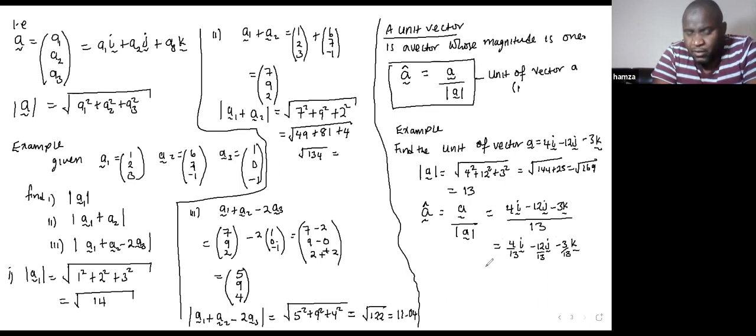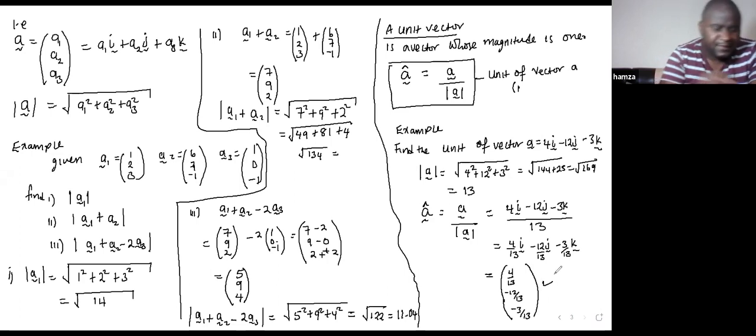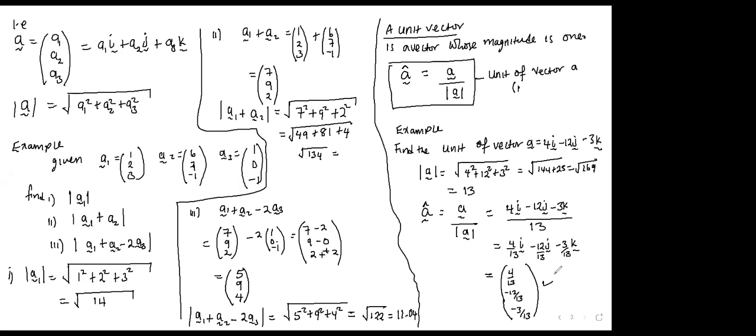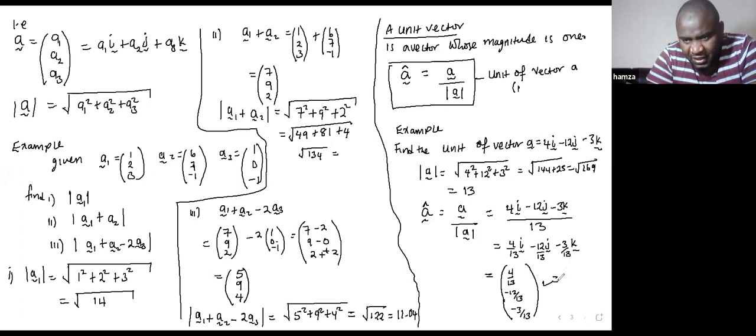So the answer becomes 4 out of 13 i, minus 12 out of 13 j, minus 3 out of 13 k. If you want to write it in column form, it's the same as writing 4 out of 13, negative 12 out of 13, then negative 3 out of 13. That becomes our answer as well, in column form. Can you put 1 out of 13 outside the bracket? Very good. That is if you want to re-extract it out as a scalar multiplier.